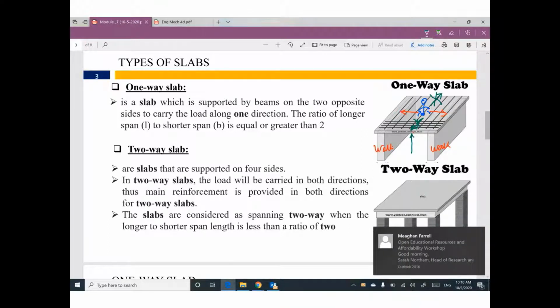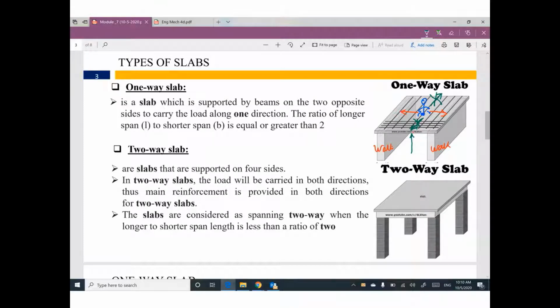This is the first case, something called a one-way slab. One-way means this direction only, one direction only. We have another case. Sometimes we have a support here, and another support here, but the load still moves in only one way. How? If the ratio between the longer span L and the shorter span B is equal to or greater than 2.